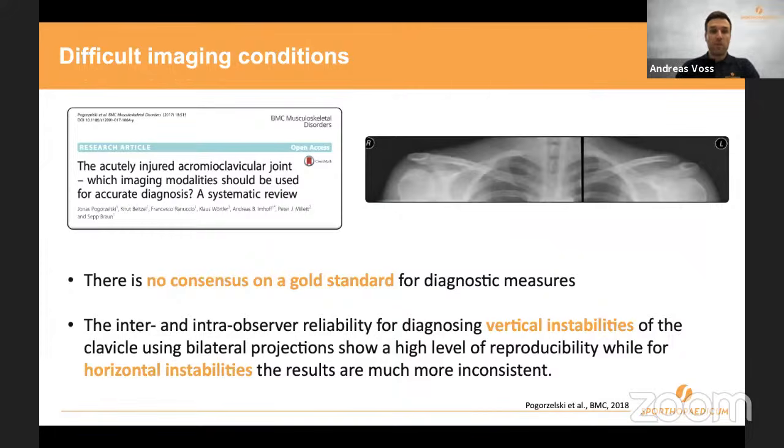So first of all, we need to diagnose a Rockwood type 3 dislocation. And this is a very interesting study about the radiological procedures we have for the AC joint. When this study was published in 2018, there was no consensus on a gold standard for diagnostic measures regarding the stability or instability of the AC joint. We know there is an inter- and intra-observer reliability for diagnosing vertical instability of the clavicle using bilateral projection, and they show a high level of reproducibility, while for horizontal instability, the results are more inconsistent.